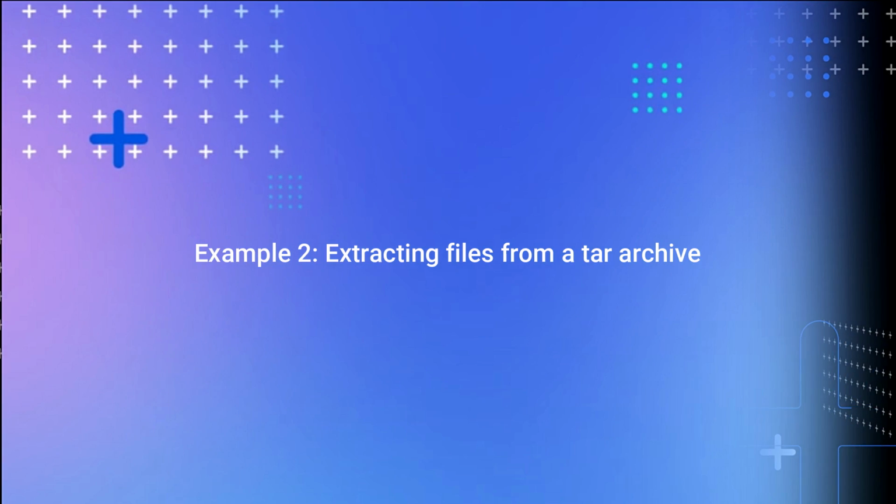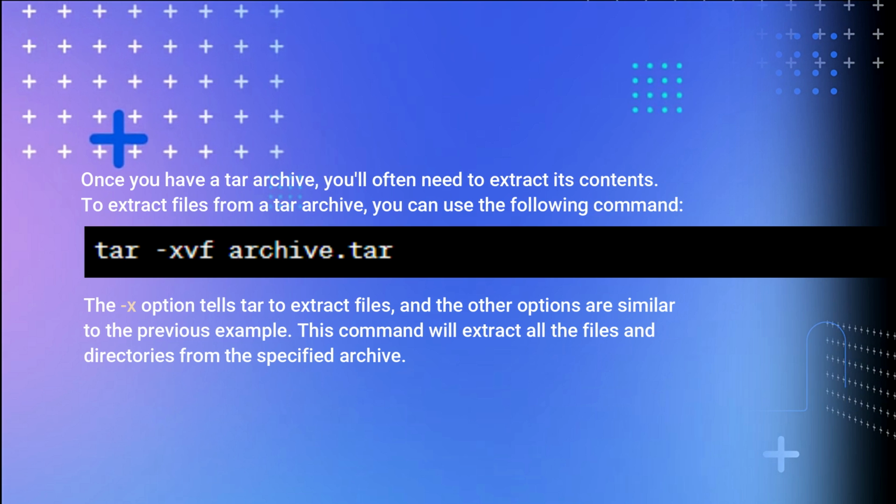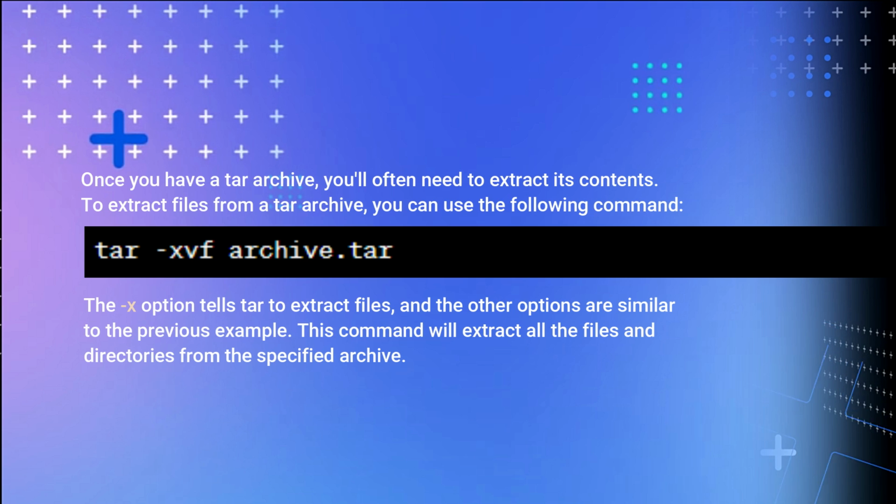Example 2. Extracting files from a tar archive. Once you have a tar archive, you'll often need to extract its contents. To extract files from a tar archive, you can use the following command. The x option tells tar to extract files, and the other options are similar to the previous example. This command will extract all the files and directories from the specified archive.